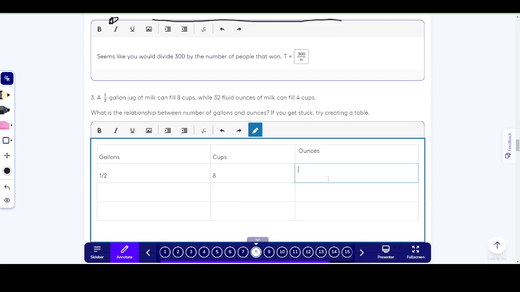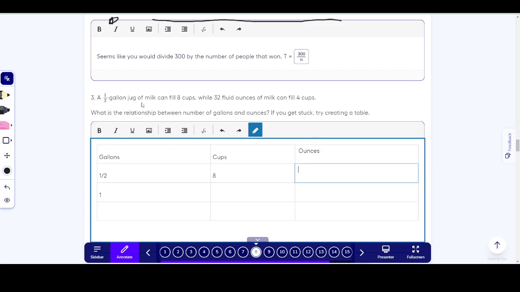Okay. Well, we don't know how many ounces there are, but we can figure stuff out. We know that 4 cups of milk is 32 ounces. Well, we have 8 cups, so we know what 1 gallon is then. So we can thoroughly figure out what's happening.